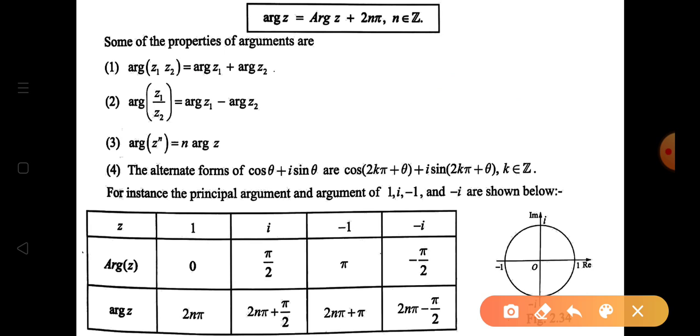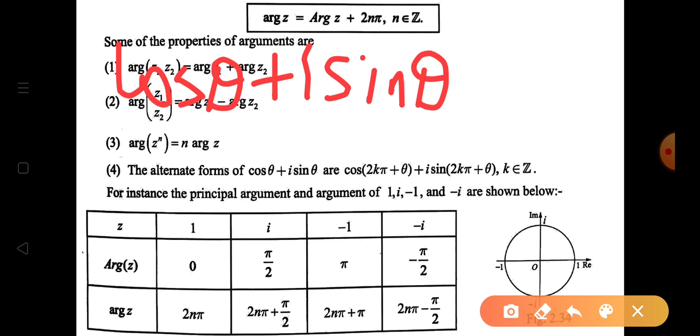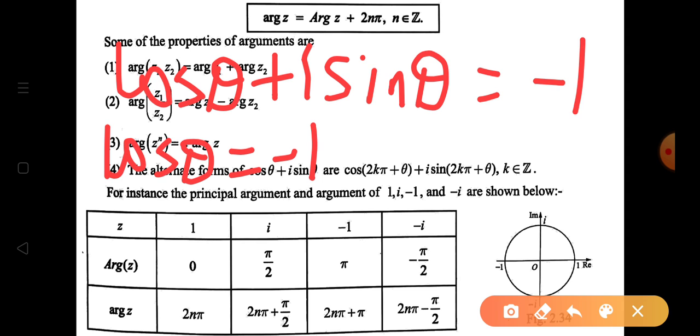Next, minus 1. Now similarly we equate cos theta plus i sin theta, which is equal to minus 1. So we get the real part and imaginary part. Cos theta is equal to minus 1 and sin theta is equal to, there is no imaginary part on the right hand side.